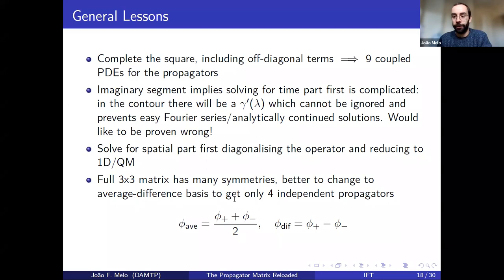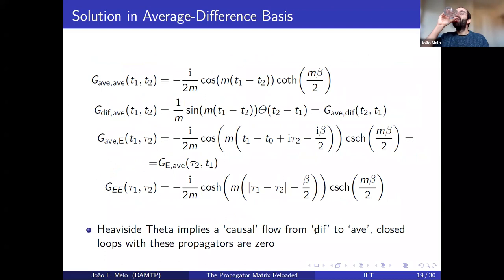A much better basis is the average difference basis, also called the RA basis, or the retarded advanced basis, but I'm going to call it average difference because what we deal with is the average field and the difference field. We get many zeros and a lot more symmetries. In the end, I get four independent propagators in my field, which are here in all their glory. I should point out that the average and the difference average propagators, these first two, agree with what is found in the literature. So my calculations have a chance of being correct. I'm using quantum mechanics notation again. If you want to do QFT, wherever you see M, you have to replace it with the energy, the square root of P squared plus M squared.